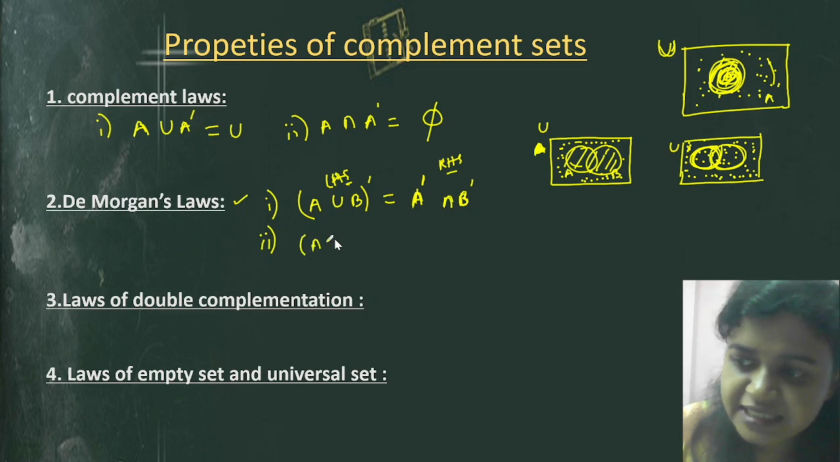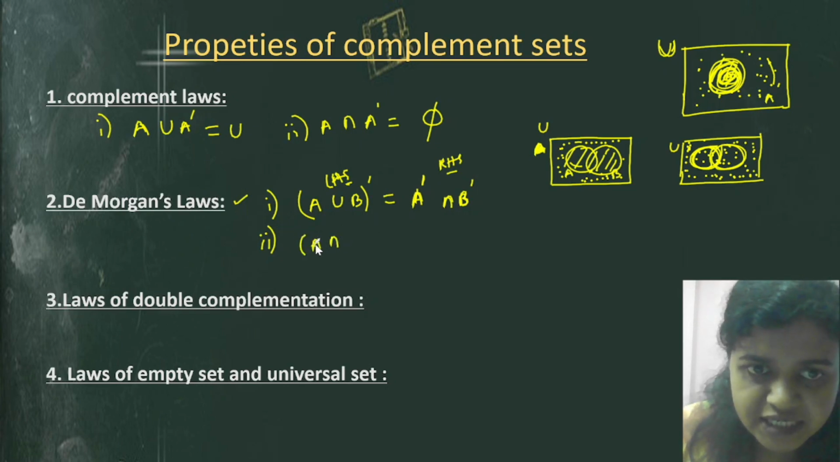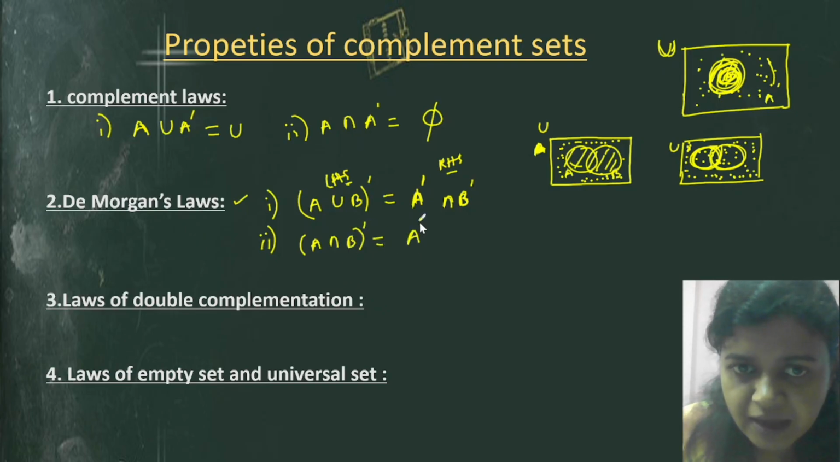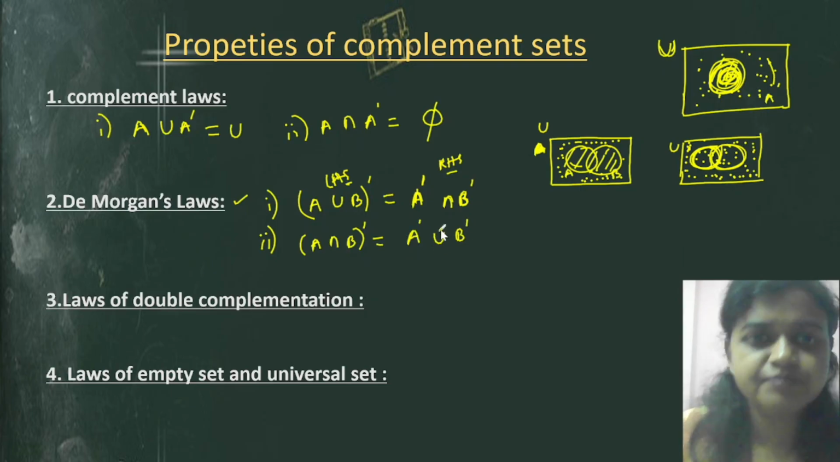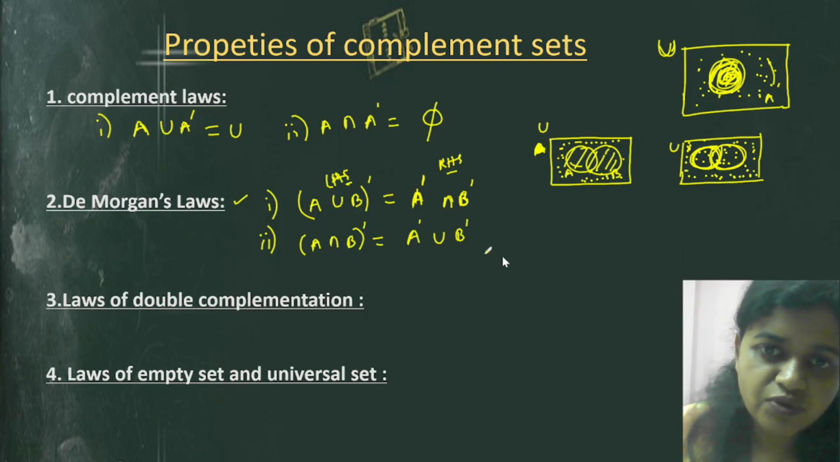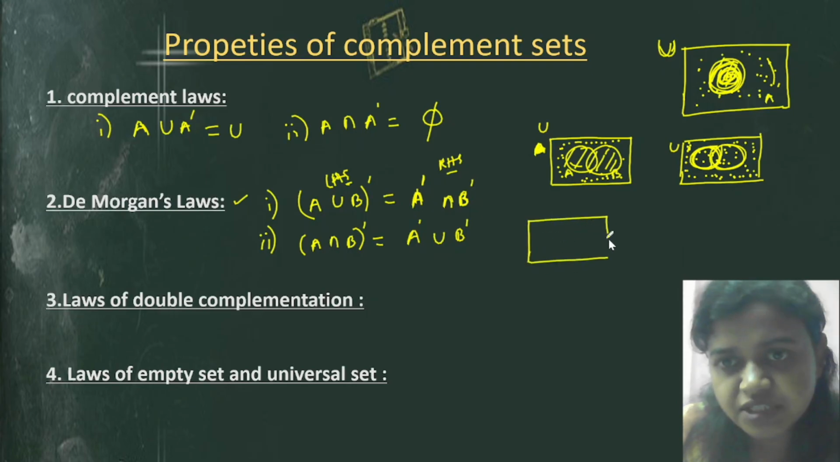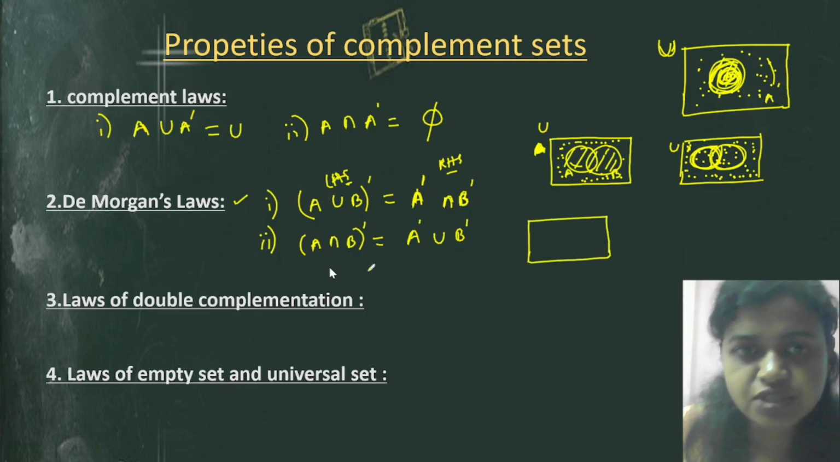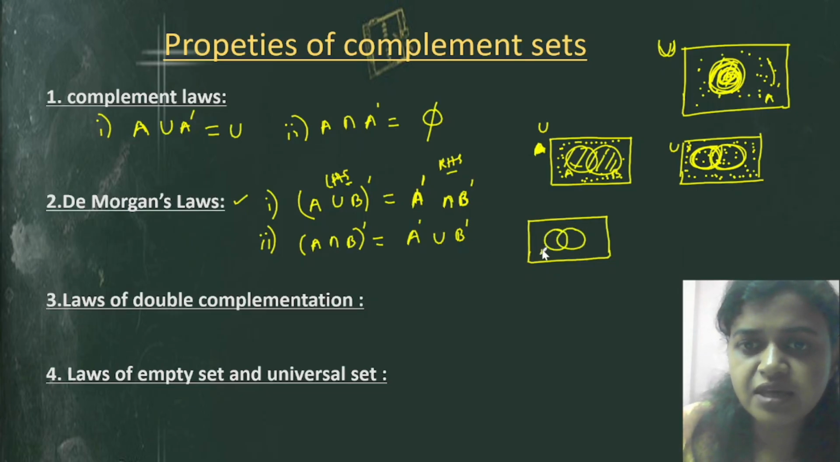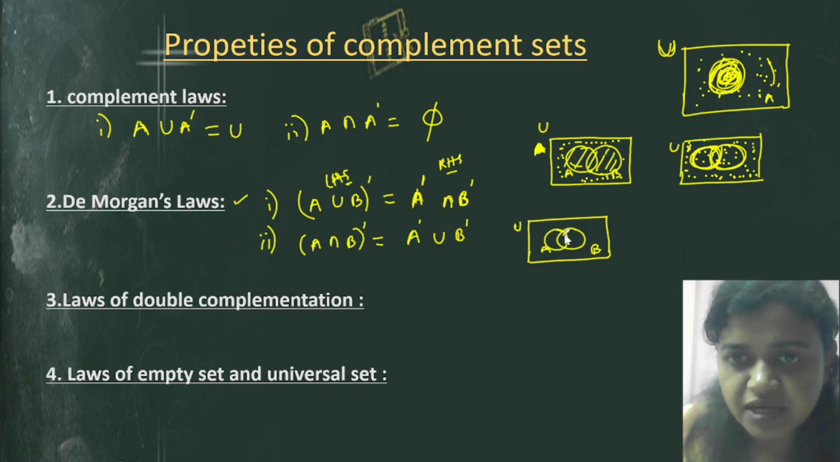Next, (A intersection B) complement is equal to A complement union B complement. Okay. So we have to first draw the Venn diagram to understand the topic for LHS. A intersection B. So if I draw, this is A and this is B, and the rectangular shape is U. And A intersection B means what? This portion.